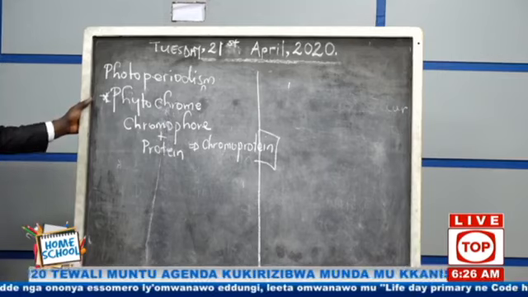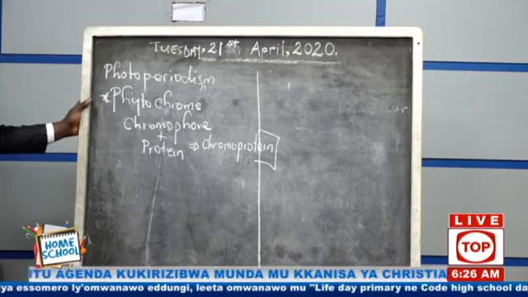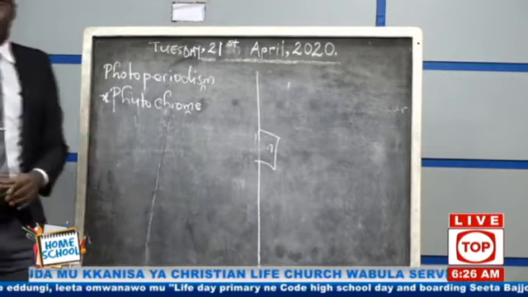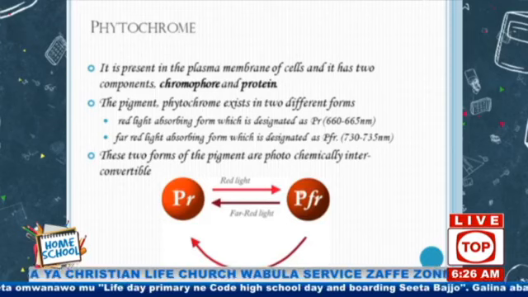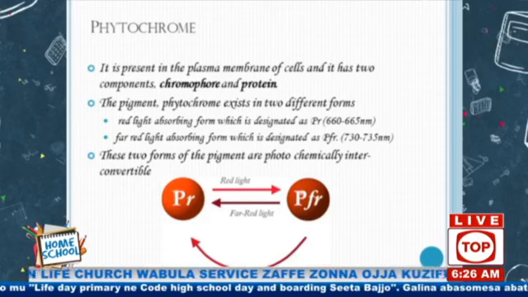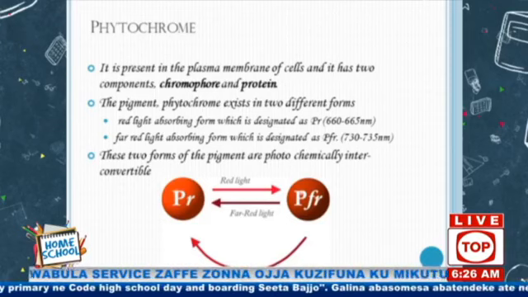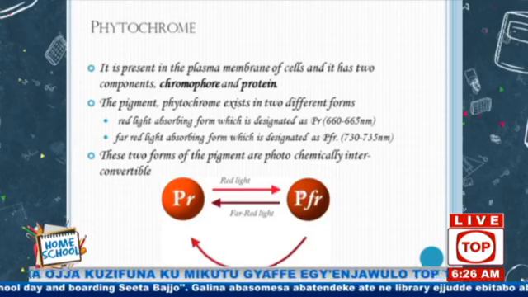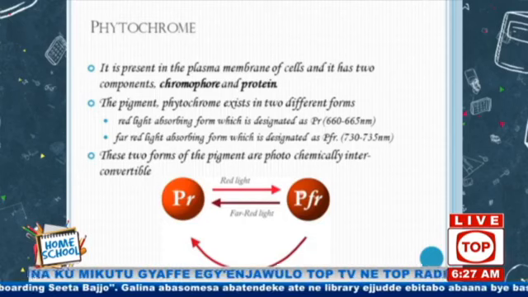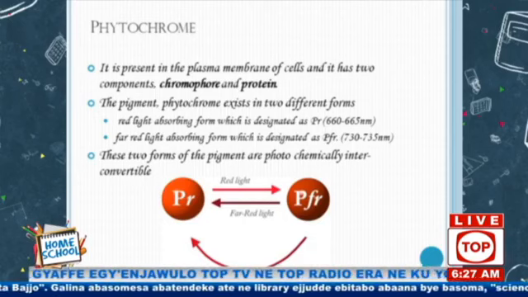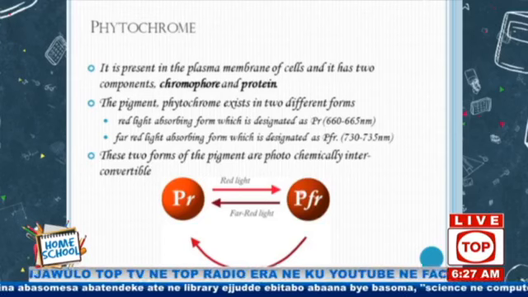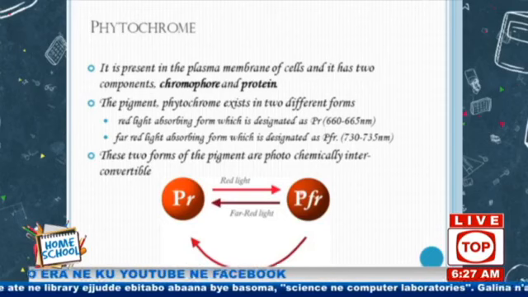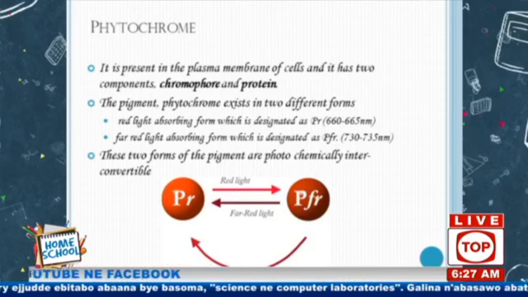If you take me to the next slide right there. So the chromoprotein is responsible for receiving light, and we are saying it is present in the plasma membrane of cells. It has two components, the chromophore and the protein, forming what I said yesterday, known as the chromoprotein. Now, this phytochrome pigment exists in two forms. It exists as phytochrome red.